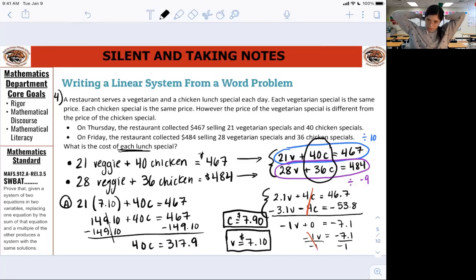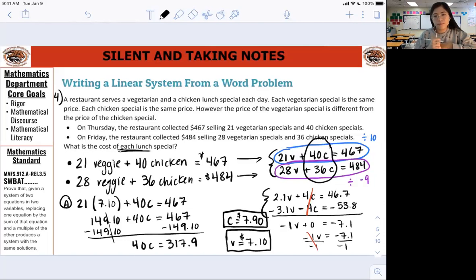All right, so any questions on this one? This one was definitely trickier just because that first step of figuring out what to multiply by, what to divide by, that's kind of the hardest step. So do I have any questions on that?